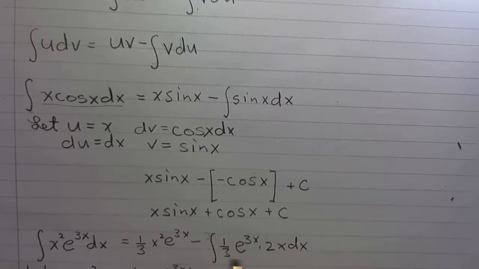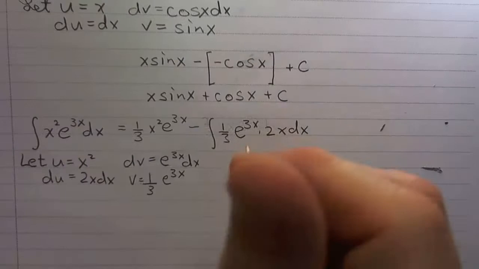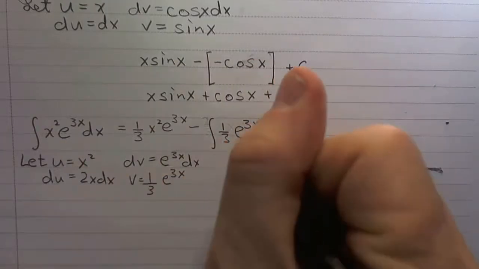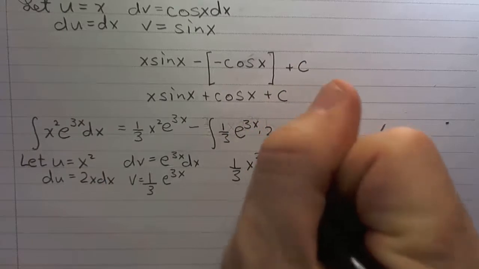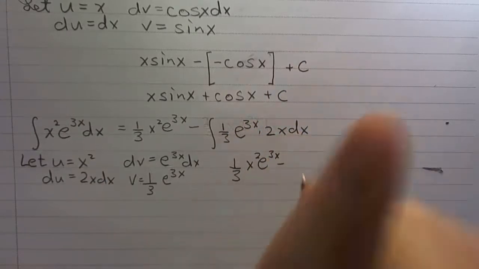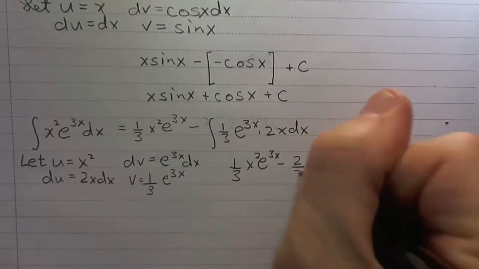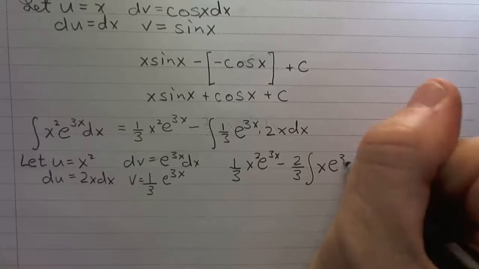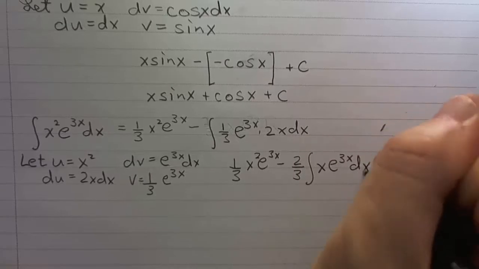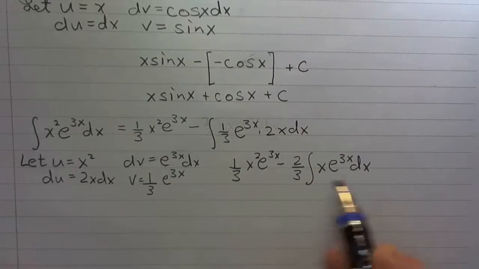Now I'm going to rearrange this a little bit because it's kind of messy here. So here's what we've got. We've got 1/3 x squared e to the 3x minus, let me pull these constants out here, 2/3 integral x e to the 3x. Now we've just got to find this antiderivative. We've got to integrate this.